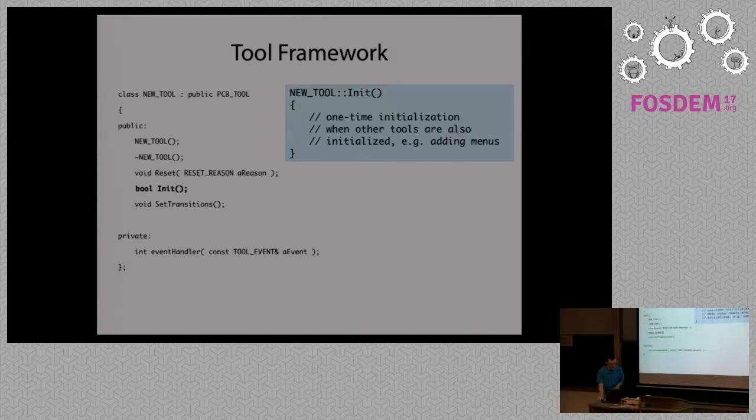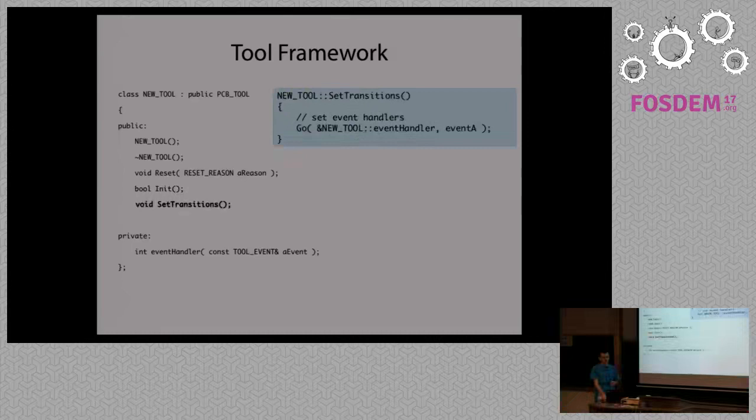And there are also transitions. The setTransitions method associates event handlers with particular methods in the class. So if you have, let's say here, as in this example, if event A arrives, then an event handler is responsible for handling the event. And here's an example event handler.